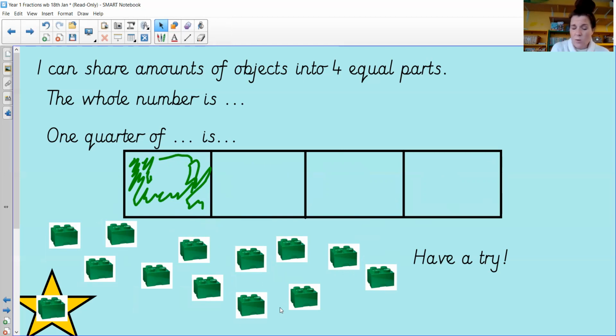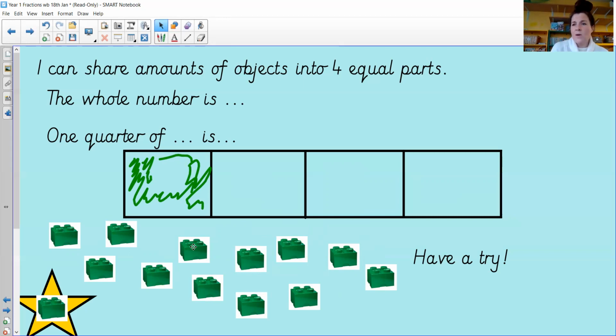That's what we're doing first, the whole number. Let's work that out together. So 1, 2, 3, 4, 5, 6, 7, 8, 9, 10, 11, 12. So my whole number is 12. Let's hear that. The whole number is 12.